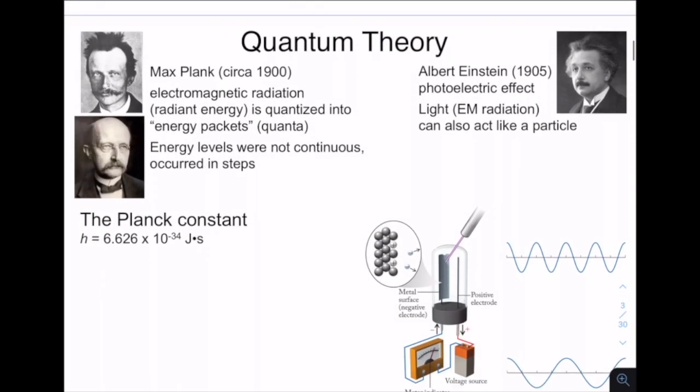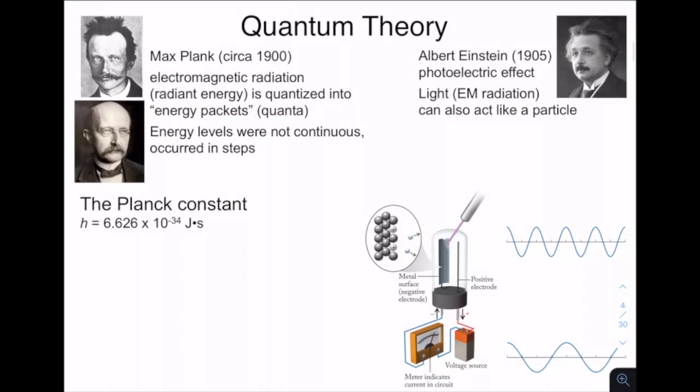Now, while all that was going on, we had some other experiments to talk about. Now we're starting to turn to the 20th century. So right around the 1900s, we had some experiments done by Max Planck and Albert Einstein.